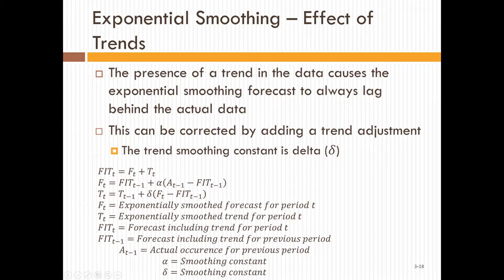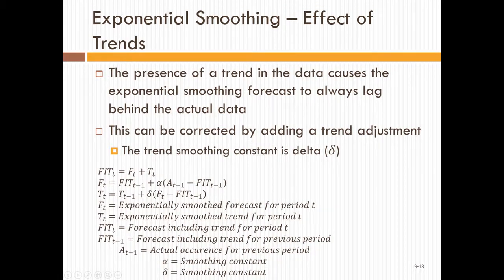Basically our text tells us that there are 3 steps. The first one is that we calculate the forecast without a trend, then we calculate the trend factor, and then we add the forecast without a trend with the trend factor. All right. So F sub t is the exponentially smoothed forecast for time period t.